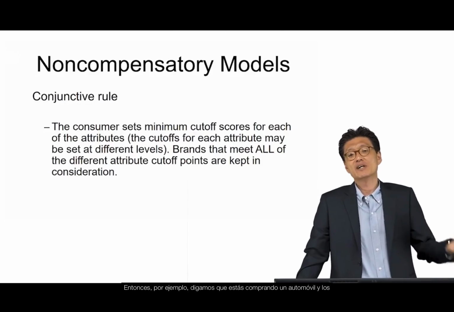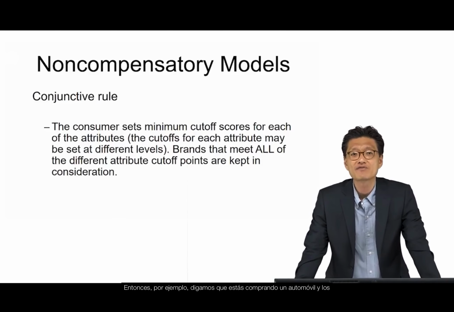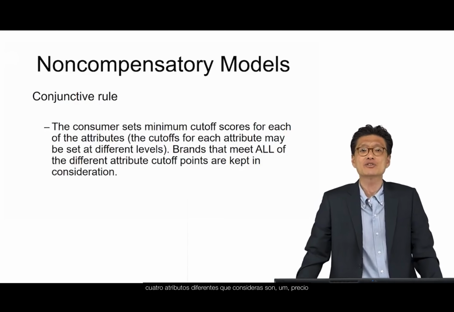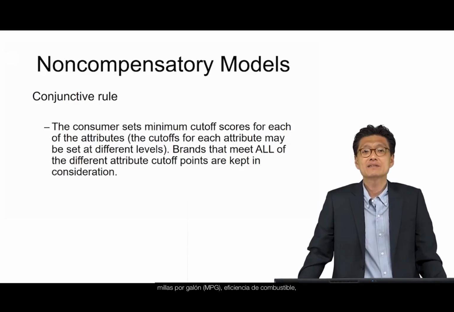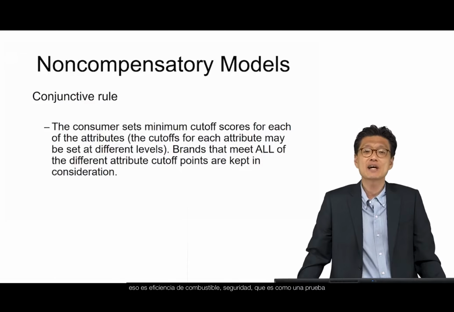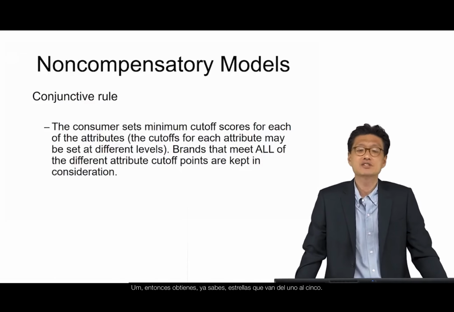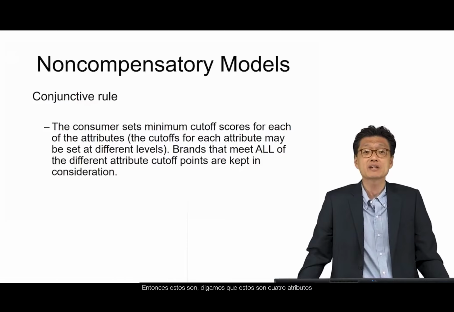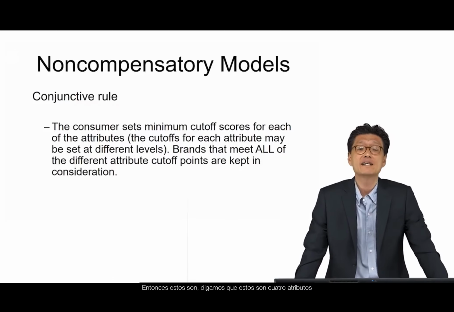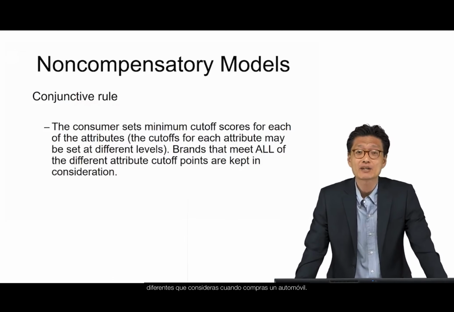So for instance, let's say that you're buying a car, and the four different attributes that you're considering are price, miles per gallon, that's fuel efficiency, safety, which is like crash test, so you get stars ranging from 1 to 5, and then you can also consider warranty maybe. So let's say these are four different attributes that you're considering when you're buying a car.